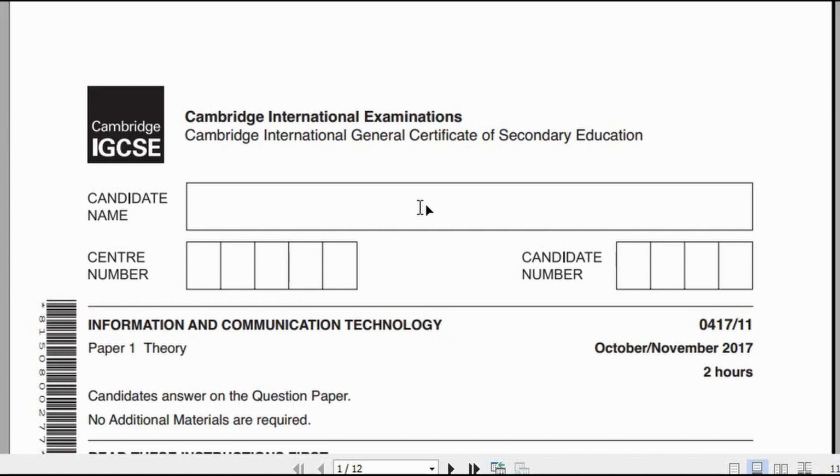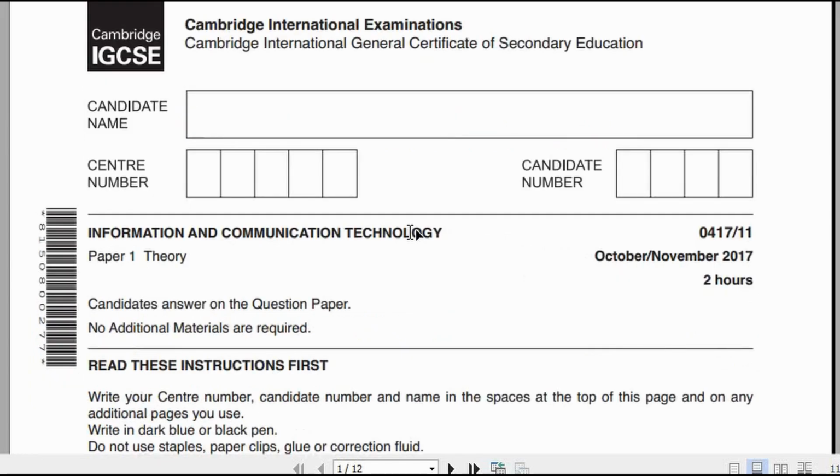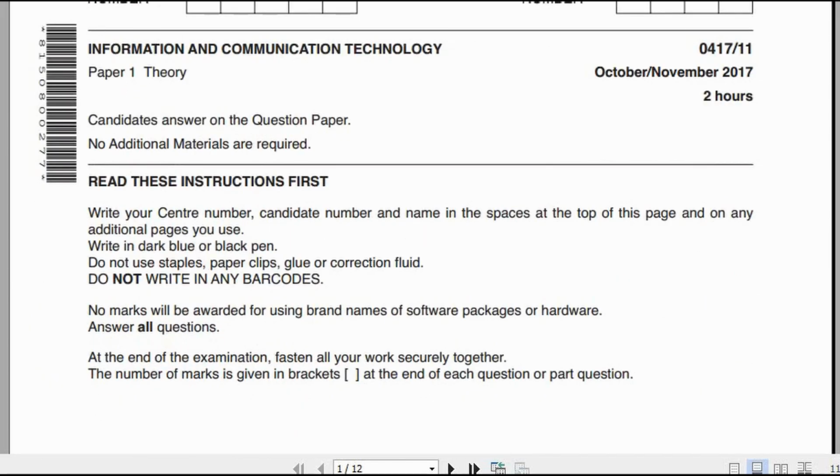Let's see. This paper, you will start by writing your candidate name, center number, and candidate number. This is very important, and you should not forget that. Secondly, you should also remember what is written in the instructions. Never use staples, paper clips, glue, or correction fluid. Always use a dark blue or black pen. Don't use any other color of pen. This will affect your marks as well.